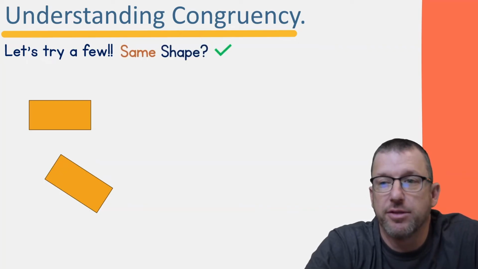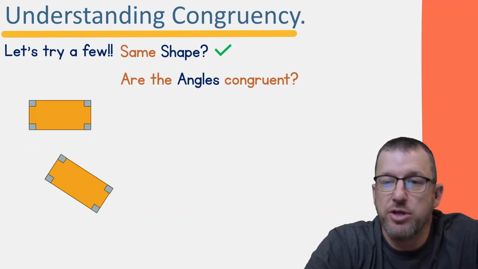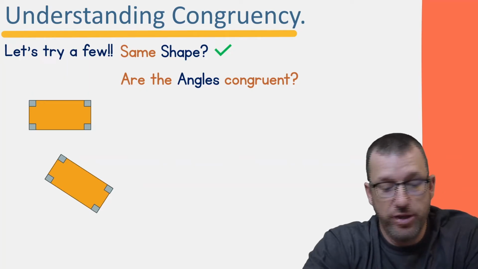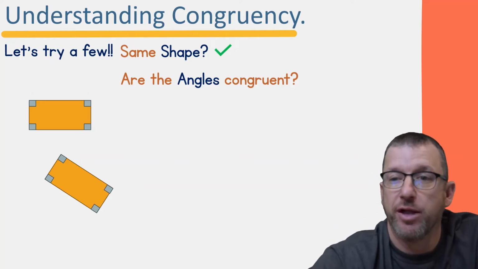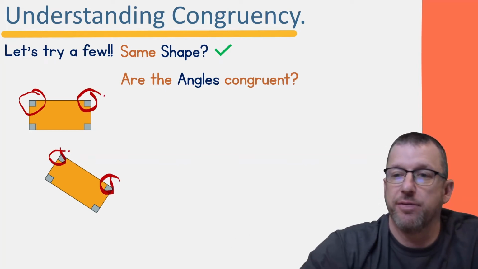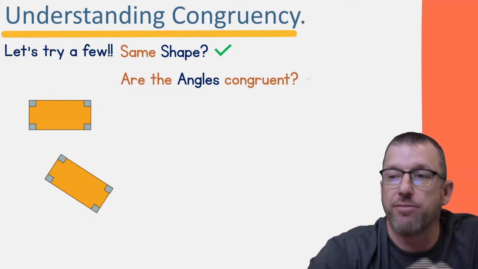Yeah, they're both rectangles. Are the angles congruent? Well, we have to see how that's labeled. When you see angles that look like that, it tells us that they're 90 degrees. And it looks like all the angles are congruent. But really what I'm looking for is, is this angle congruent to this angle? Yes. Is this angle congruent to this angle? Yes. You see what I'm doing? So they are congruent. So all the angles are congruent. So that's a big old check mark.